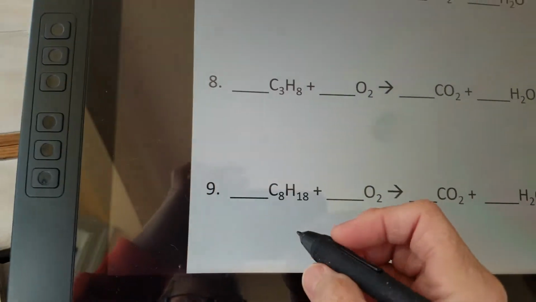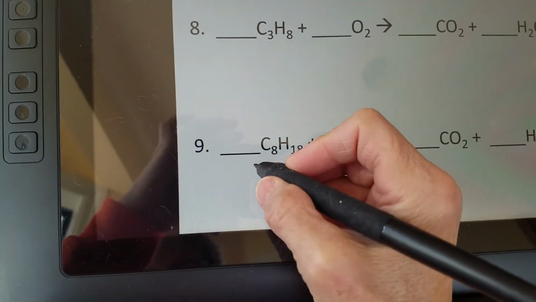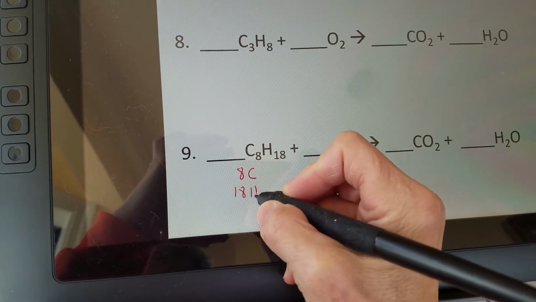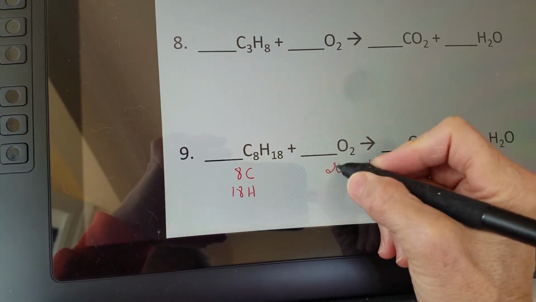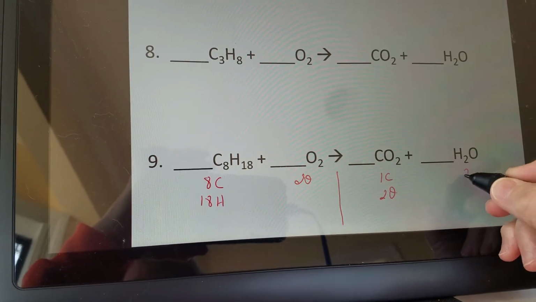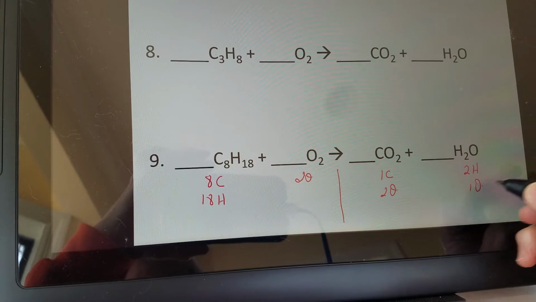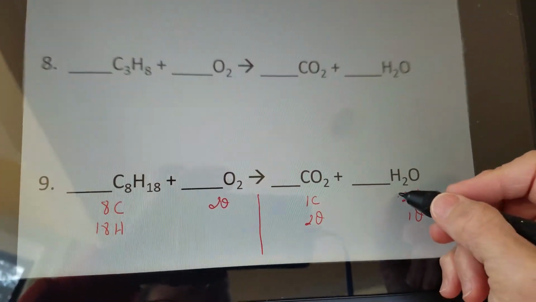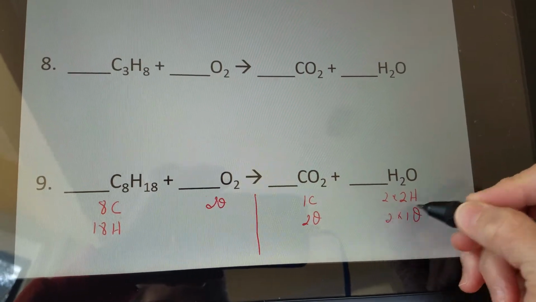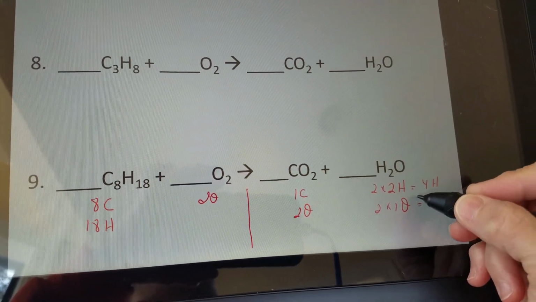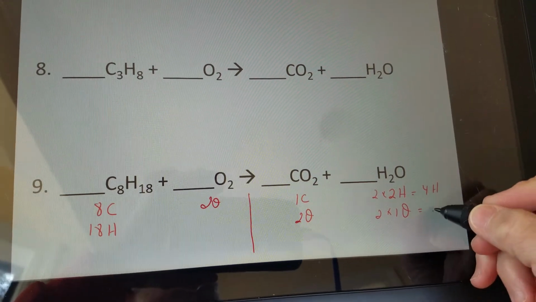So let's go ahead and go through the process just quickly. So we have 8 carbons here, 18 hydrogens here, 2 oxygens here, 1 carbon, 2 oxygens here, 2 hydrogen, 1 oxygen here. So remember, the first thing we always do on a combustion reaction is come over here and multiply our waters by 2 so that we will get an even number of oxygens on the right hand side, or on this product side.